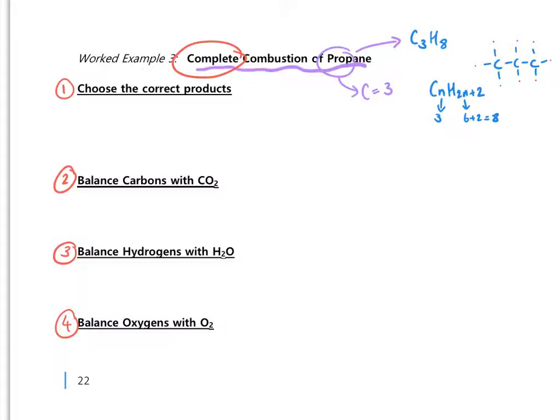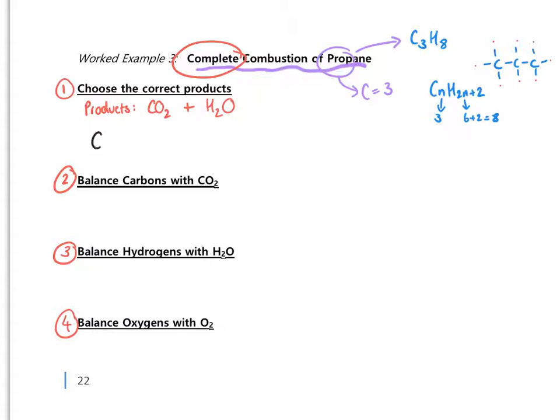Okay, so let's go through this now. So first of all, you have to choose the correct products. Because it is complete combustion, your products are going to be CO2 and water. So let's try to start writing our equation now. We know that we're burning propane, we're combusting propane.